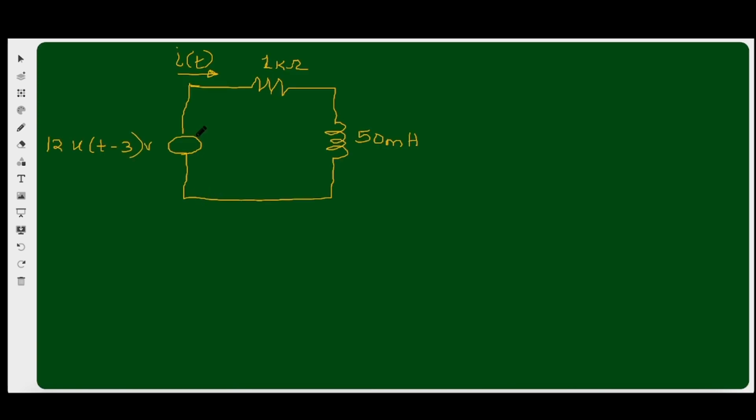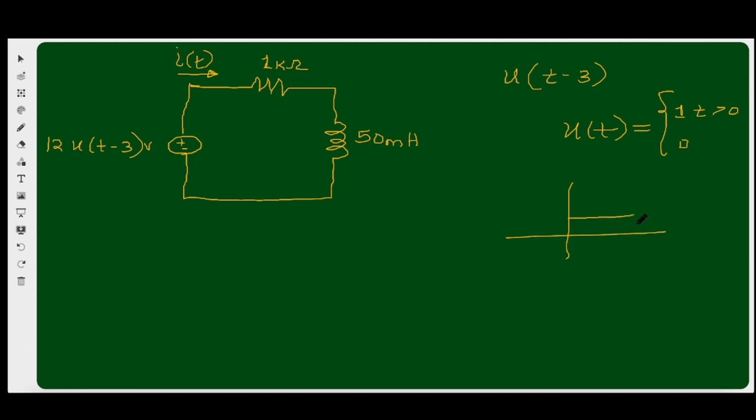So let us take an example. This is an example to showcase the forced and the natural response. So we have a source. This u of t minus 3 is called a unit step function. Unit step function u of t means that it is equal to 1 when t is greater than 0 and 0 elsewhere. So if I draw that as a graph, it means that at 0 it is 1 till infinity, but anything less than 0 it is 0, right?